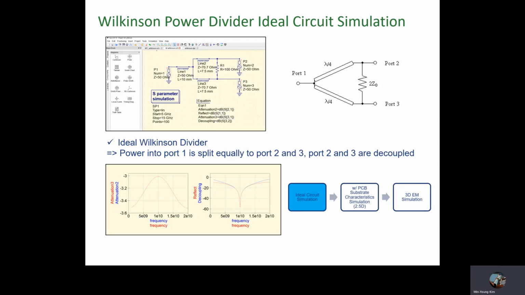The first step is ideal circuit simulation. This is a Wilkinson power divider ideal circuit, which has only one impedance value and trace length information. The ideal circuit simulation result shows power into port 1 is split equally to port 2 and port 3. The port 2 and port 3 are decoupled. S21 and S31 parameters are equally minus 3 dB, with very low S11 reflection at the target frequency of 10 GHz.